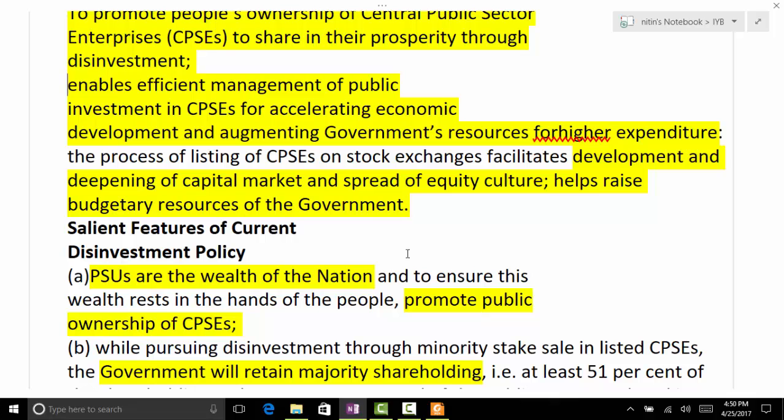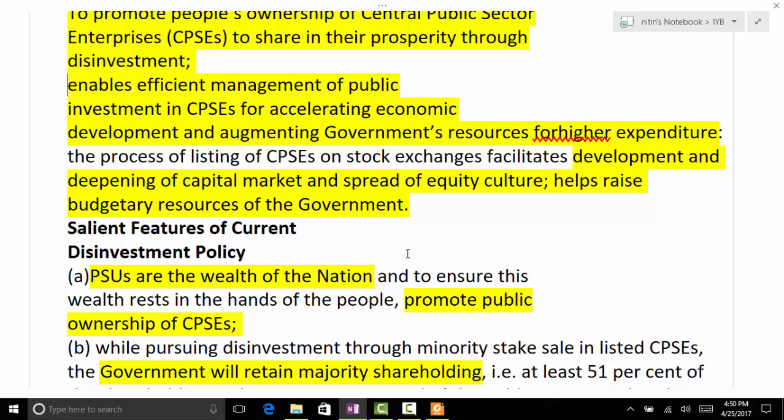Then benefits? The government can get money from the public through selling of the shares of the PSUs. It's not borrowing. It will eventually increase the working, because disinvestment would bring in more private blood, so more efficiency, more professional management. What else? More budgetary resources. Then equity culture and capital market deepening.